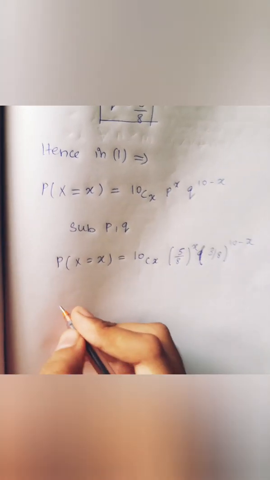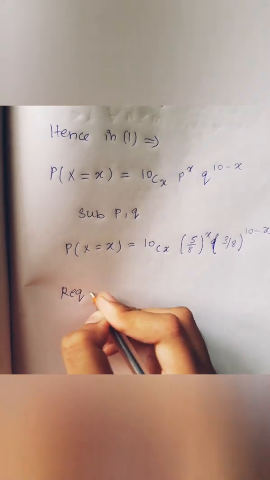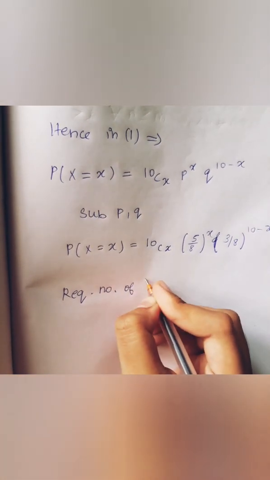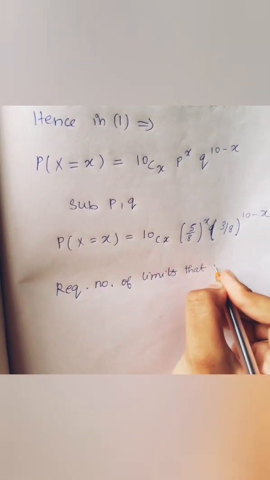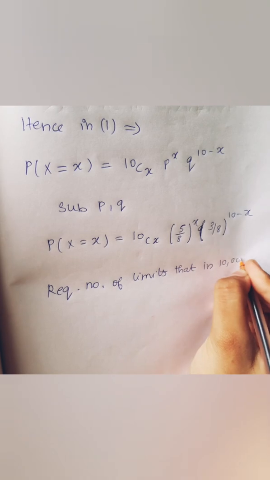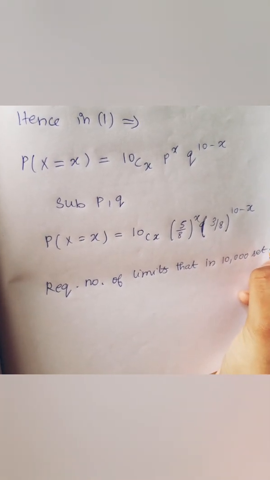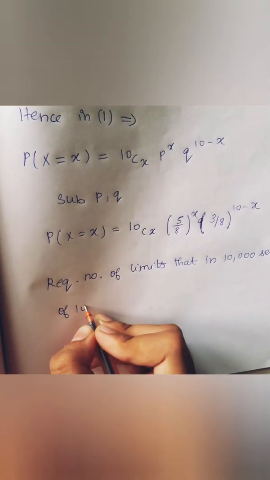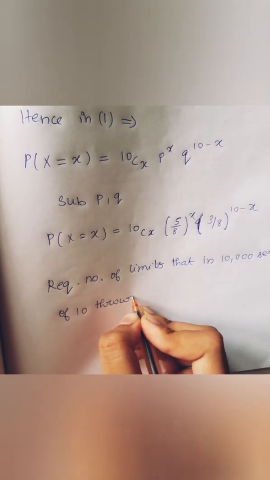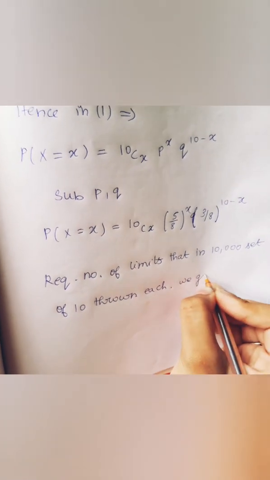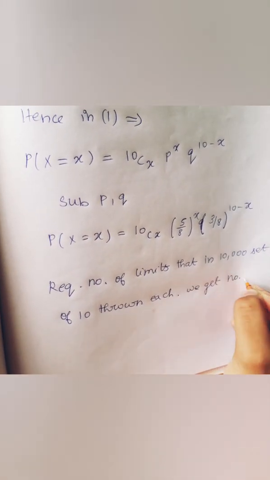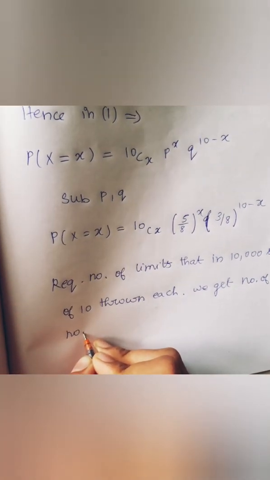So the required number of limits. The next question they have asked is how many times in 10,000 sets of 10 throws would you expect to get no even numbers. So the required number, that is in 10,000 sets of 10 throws each, we will get no even numbers.